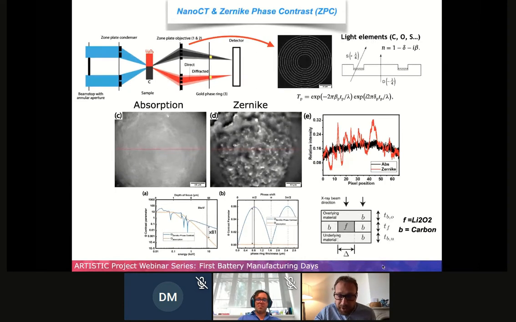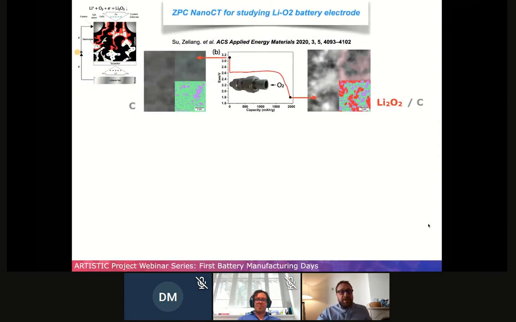To reinforce what we observe, we made some calculations to evaluate which phase shifting is the best to have this enhancement of contrast. And we found that around π/2 is the maximum for this specific material. Here, the case we studied is Li2O2 with carbon. So we use this technique to characterize a Li-O2 battery.